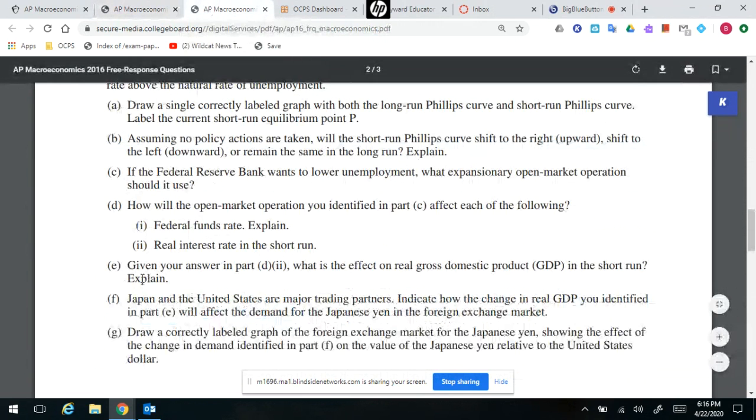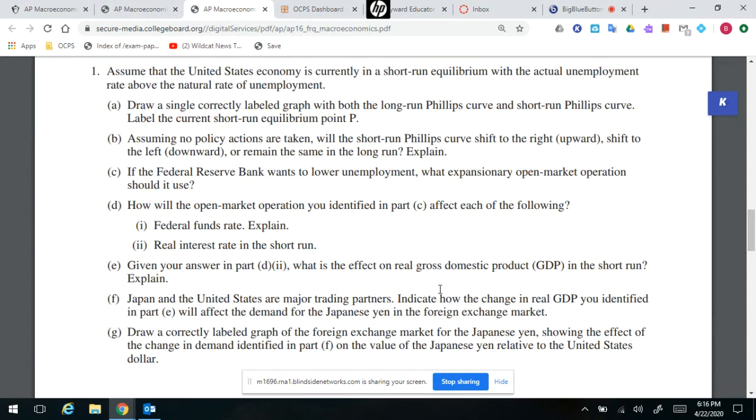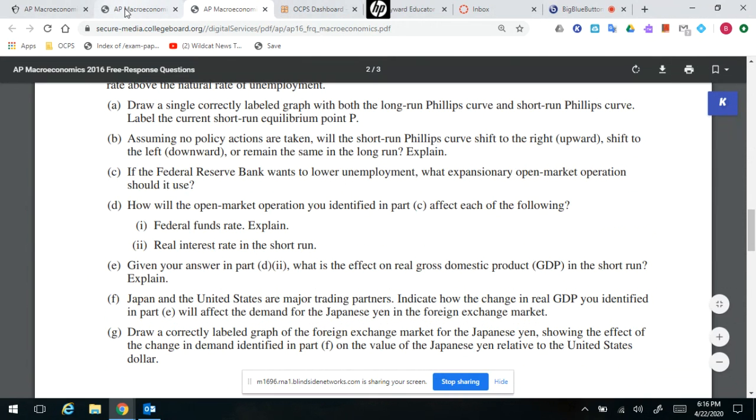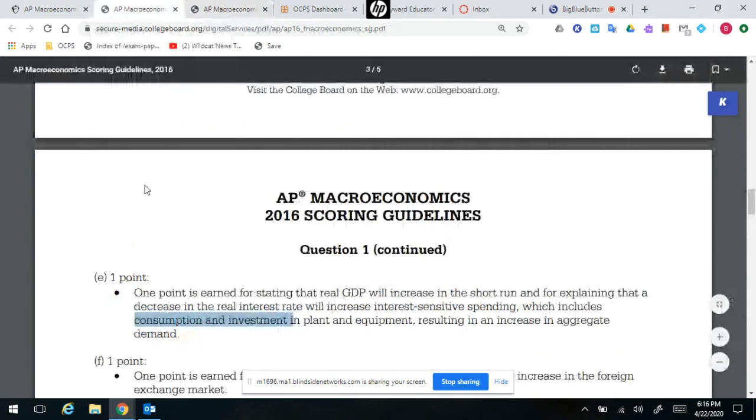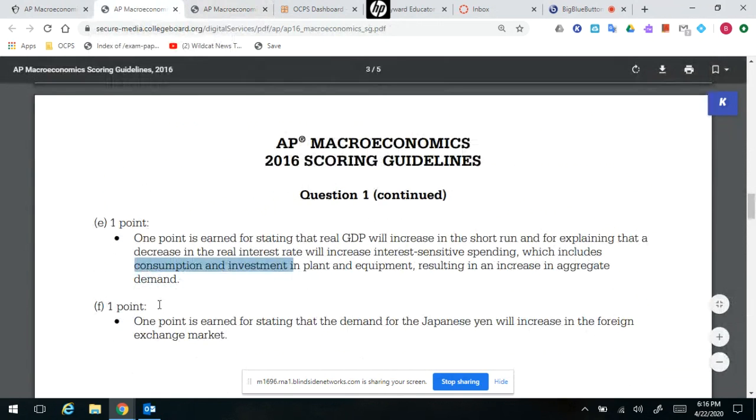F, Japan and the United States are major trading partners. Indicate how the change in real GDP you identified in Part E will affect the demand of the Japanese yen in the foreign exchange market. So we are now wealthier. We have more real GDP.